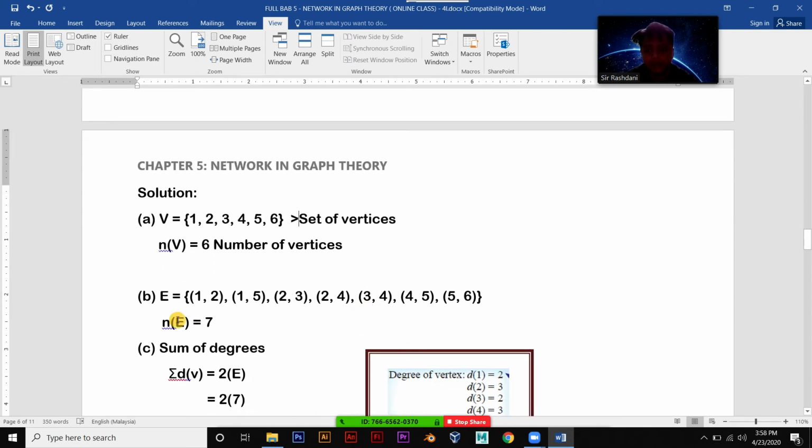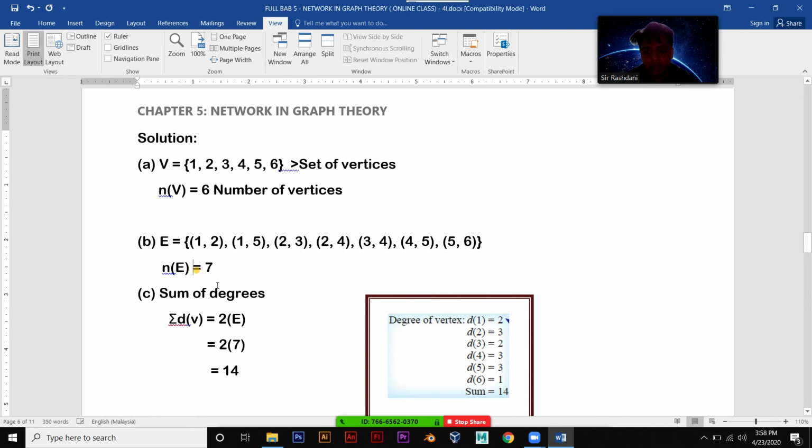And then the question asks you about the number of edges. For the number of edges, you count each bracket as 1: this one as 1, this one as 1, this one as 1. So how many brackets do we have here? 1, 2, 3, 4, 5, 6, 7. So there are 7 edges.